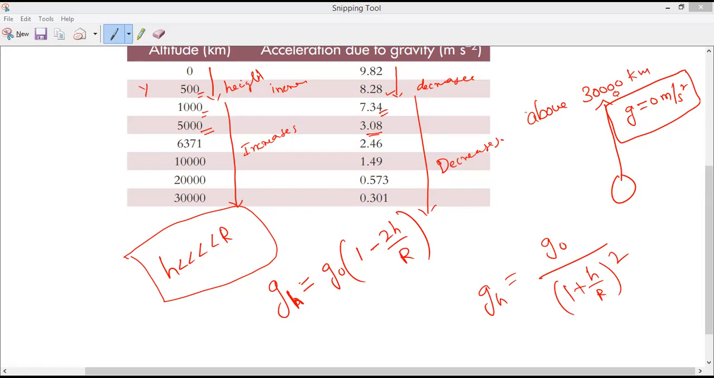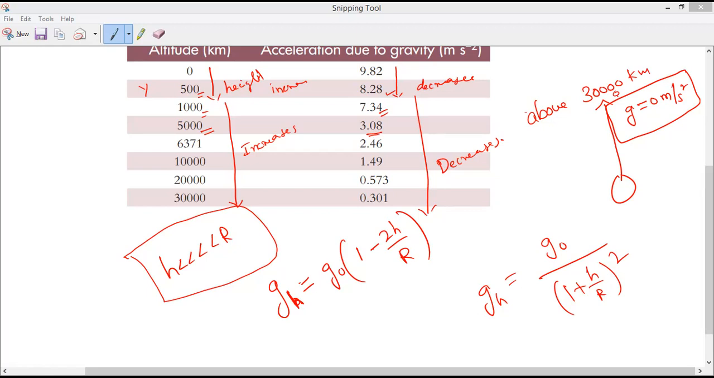So what is the second factor? The second factor is depth. Till now you went above the ground. Now you are going by digging, moving towards the center of the Earth. Understand? So, depth.